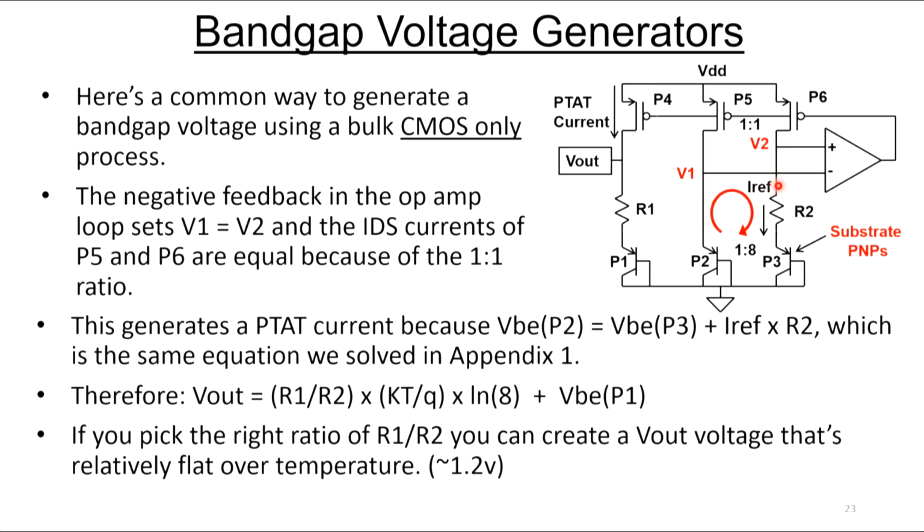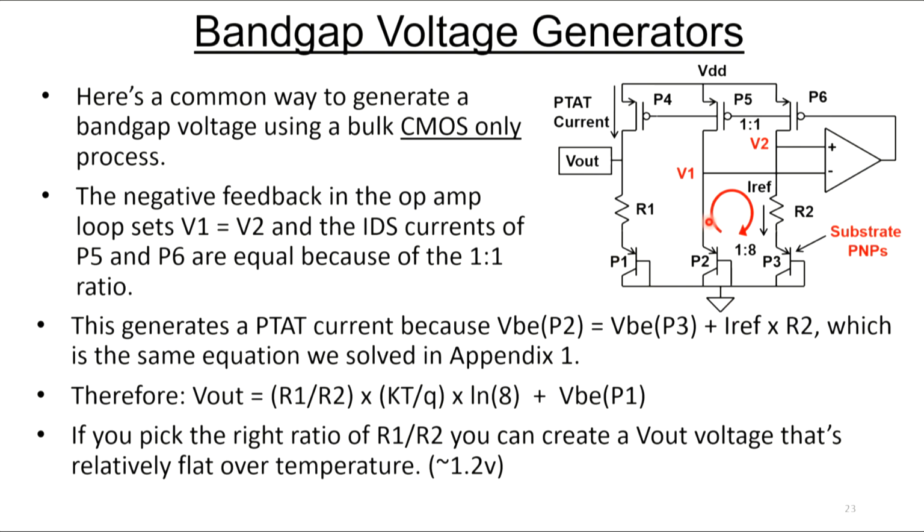The voltage across R2 is just a difference of 2 dBEs. So it's going to have that same solution as always. It generates a PTAT current. That PTAT current mirrored over to the left side here goes through a resistor and a diode, and we generate our 1.2 volt output just as we did in the last circuit.